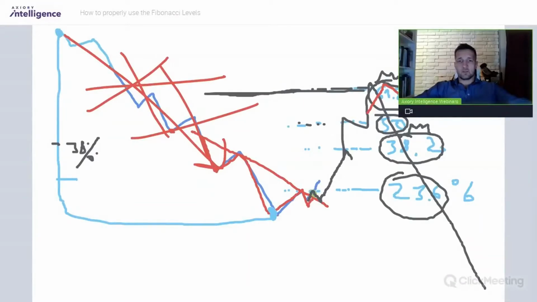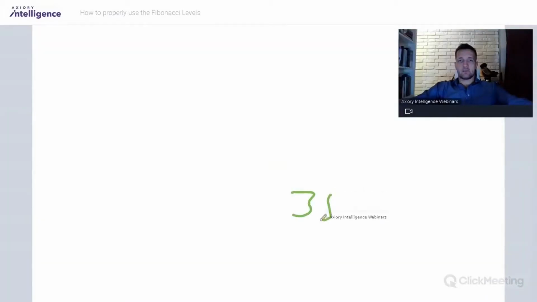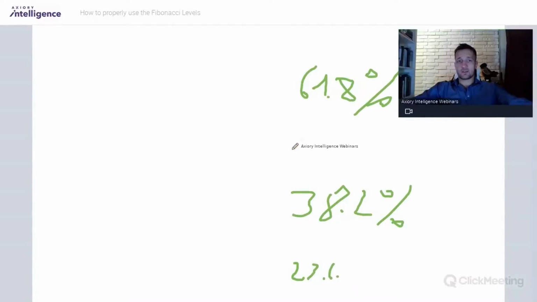To sum up, 38.2 works very, very often. 61.8 is the last hope. You have 23.6, which sometimes works, and 50%, which also sometimes works. Okay, how do you trade Fibonacci's? How do you properly trade Fibonacci's? Let me clear that as well.